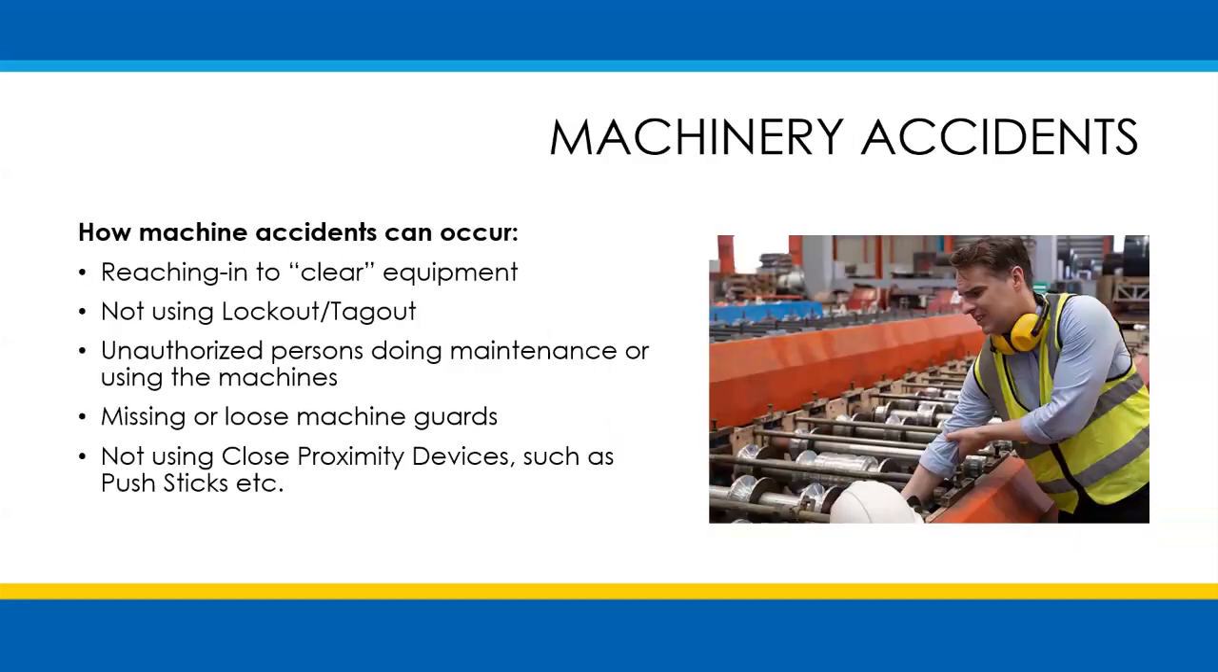Machinery accidents can occur when workers reach inside to clear blocked or jammed equipment, when maintenance is performed on equipment without following proper lockout tagout procedures, when unauthorized persons attempt to perform maintenance or use machinery, when machine guards are missing or not properly installed, when workers do not use close proximity devices like push sticks when operating machinery.